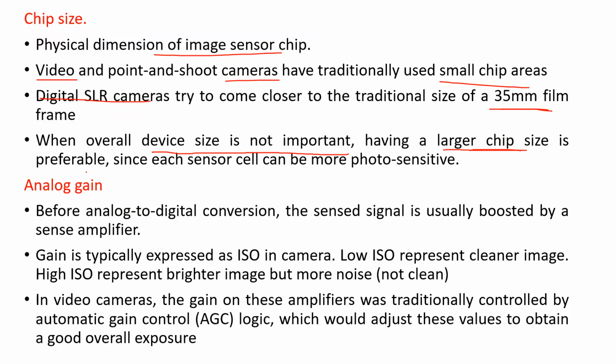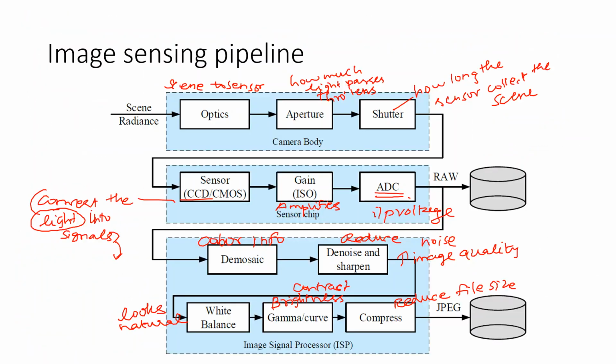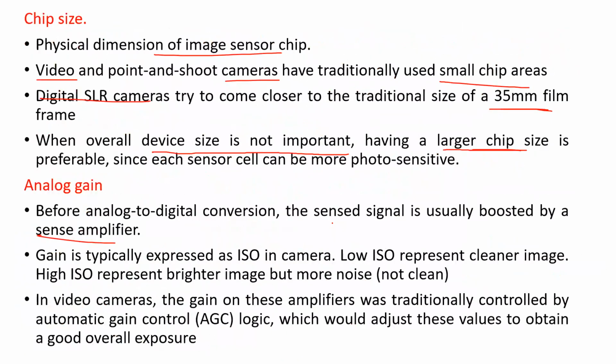Then analog gain. Before analog to digital conversion, the sensor signal is usually boosted by the sense amplifier. I said earlier in the image pipeline, right? All the signals are amplified. Amplify is nothing but boosting. The boosted signal will be given to the ADC, and the gain is typically expressed in ISO. Lower ISO represents cleaner images, higher ISO represents brighter images. Brighter images may produce some noise also, not clean. Lower ISO means cleaner images, though the brightness may be somewhat less.